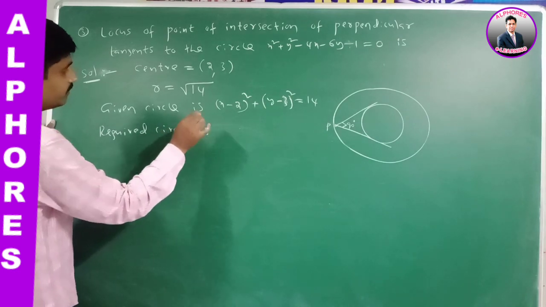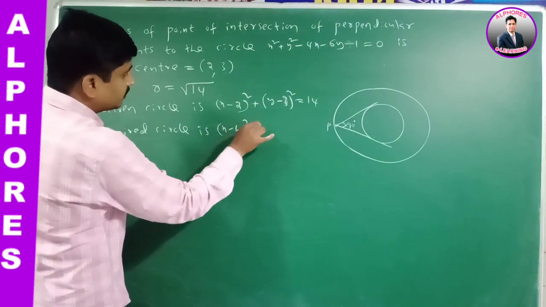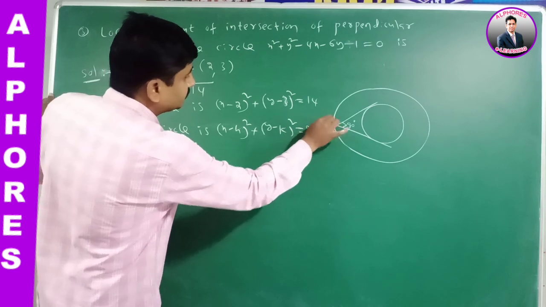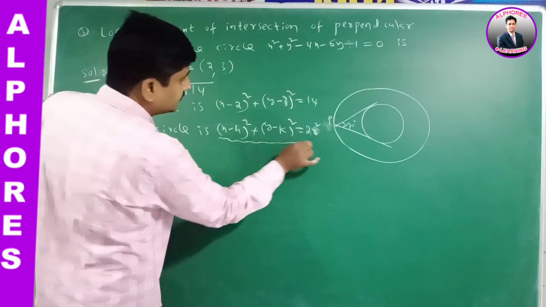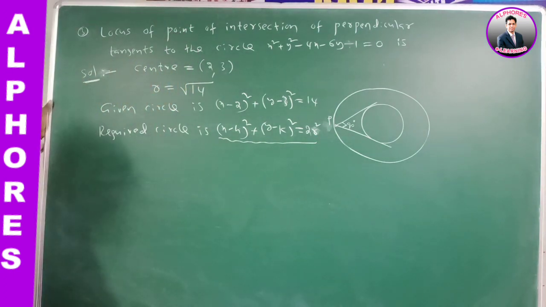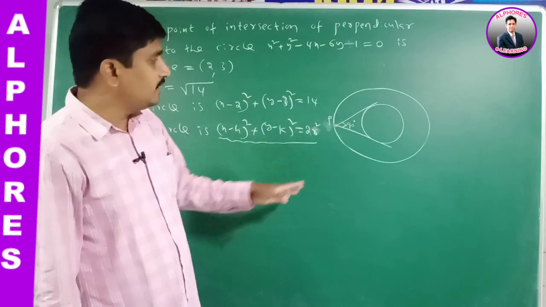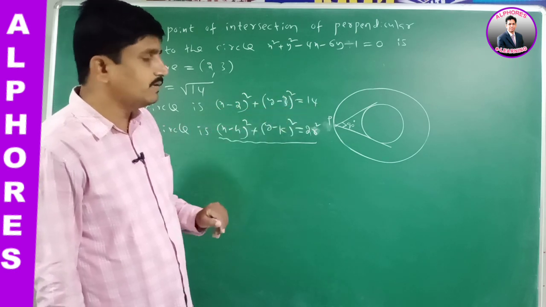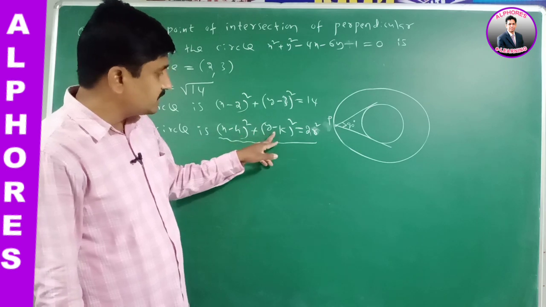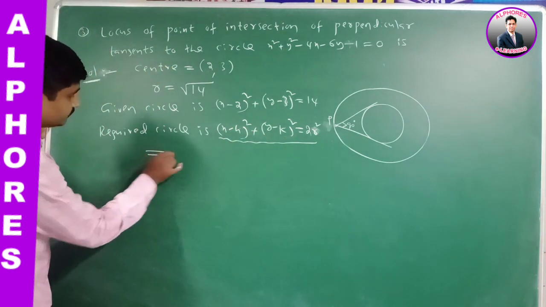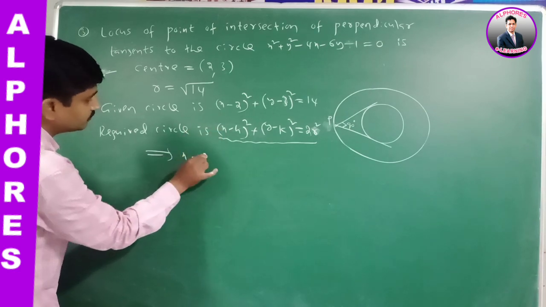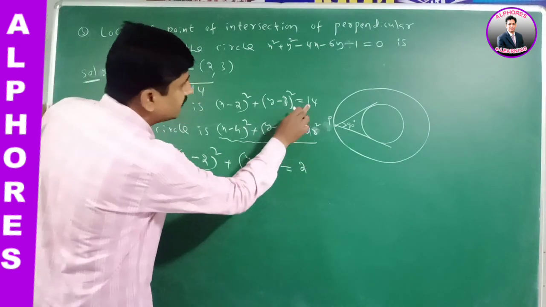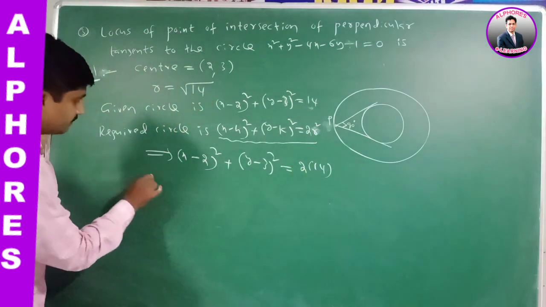The required circle is in the form x minus h whole square plus y minus k whole square equal to 2r square. We know very well the director circle of the circle x minus h whole square plus y minus k whole square equal to r square is x minus h whole square plus y minus k whole square equal to 2r square. Now it is x minus 2 whole square plus y minus 3 whole square equal to 2 into r square. Here r square value is 14. Now simplify this.